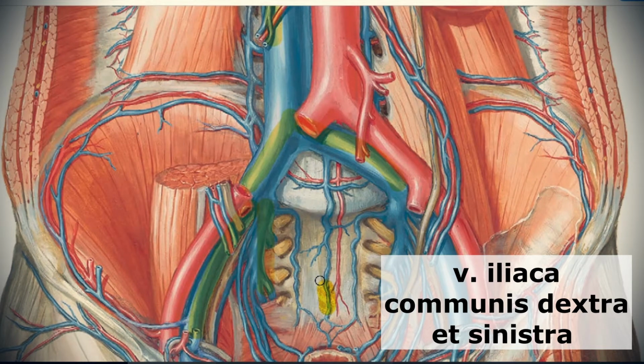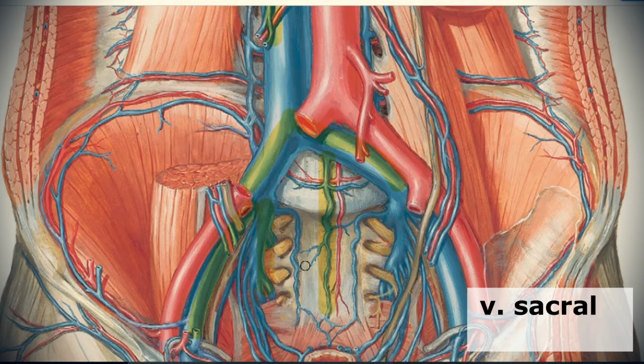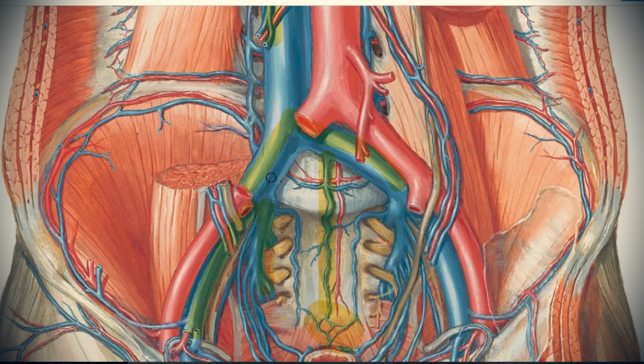So the right one, as you can see, has no tributaries, only the left one has this small tributary. It's, as you can see, a short vein that accompanies the same artery and has the same name. It's vena sacralis mediana that originates from the sacral plexus, plexus sacralis. The right one has no tributaries, they join and transform into the vena cava inferior.